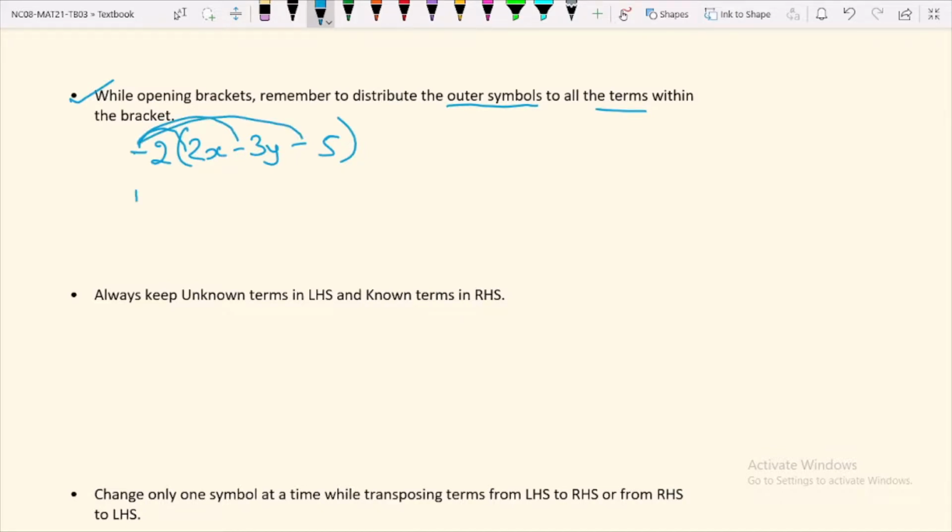Minus into plus will be minus. So I have to write minus here. Minus into minus will be plus. I will write plus here. Minus into minus is plus. So I will have to write plus here. 2 4s are 4, 4 into x, 4x. 2 3s are 6, so 6y. 2 5s are 10, so I will write 10. This is our solution. This is our simplification of the given expression. We are opening the brackets.